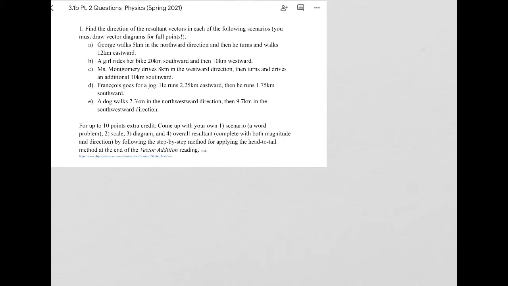Number 1A says George walks 5 kilometers in the northward direction. So he walks 5 kilometers north, then 12 kilometers in the east direction. And 1 centimeter equals 1 kilometer in this situation.